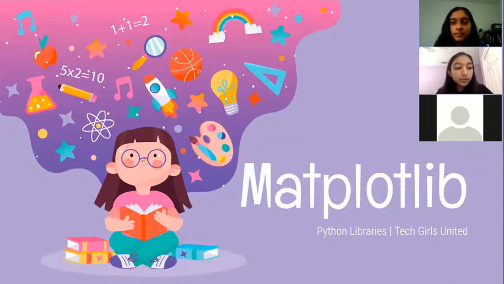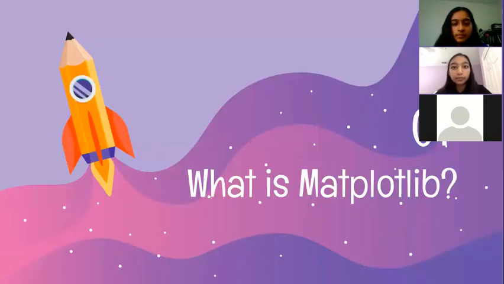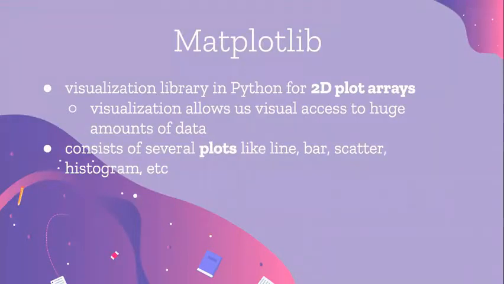So today we're going to be going over Matplotlib, which is another Python library. So what is Matplotlib? It is a visualization library in Python for 2D arrays. Visualization allows us visual access to huge amounts of data, and it helps in identifying patterns, relationships, and outliers in your data. It consists of several plots like line plots, bar graphs, scatter plots, histograms, and so on, which we'll go over.